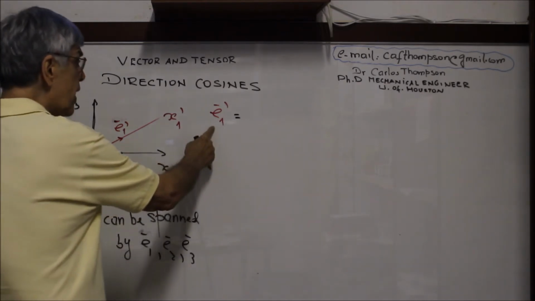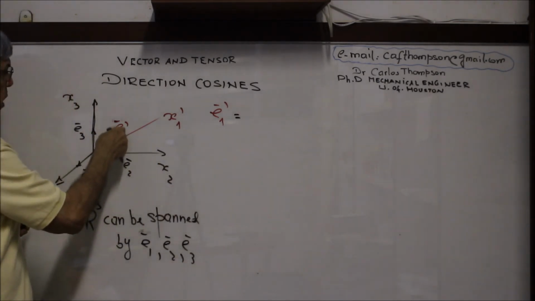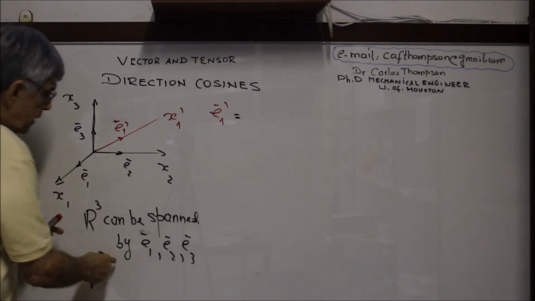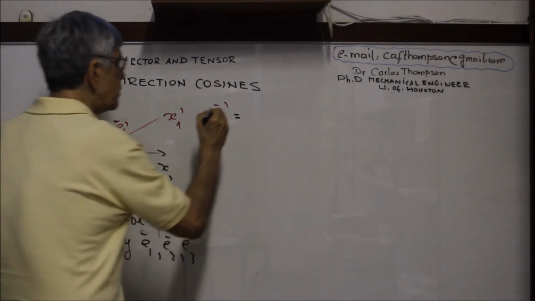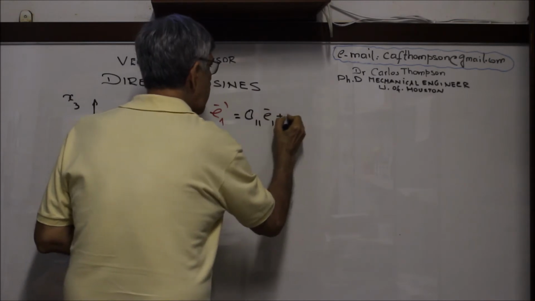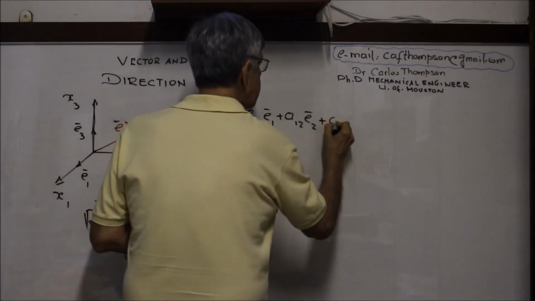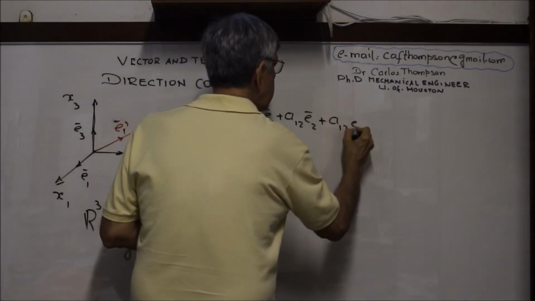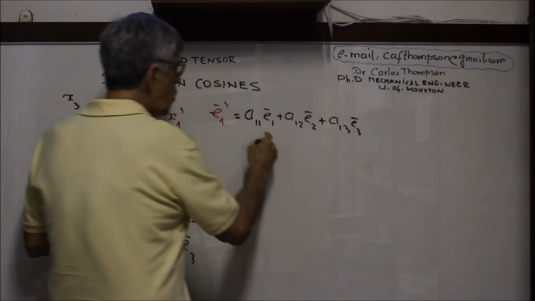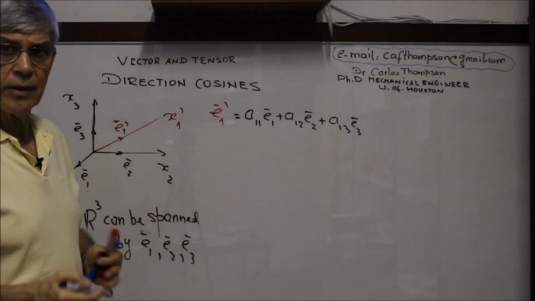So I can write this vector E1 prime as a linear combination. Let's put here A11 E1 plus A12 E2 plus A13 E3. So A11, A12, A13 are scalar quantities, are real numbers.